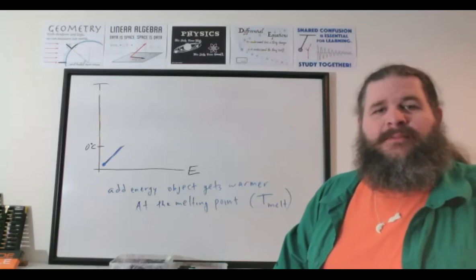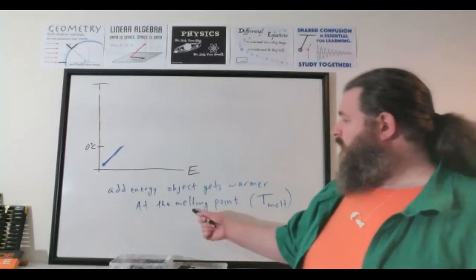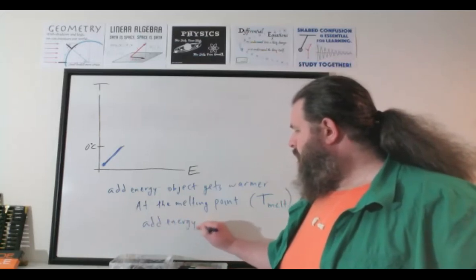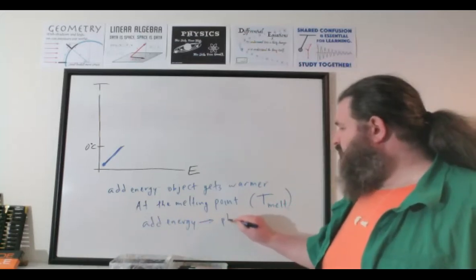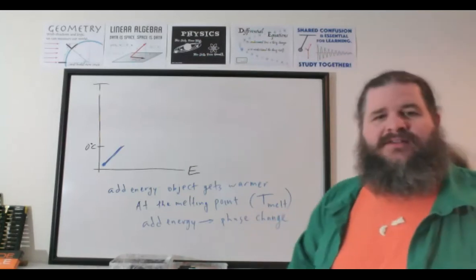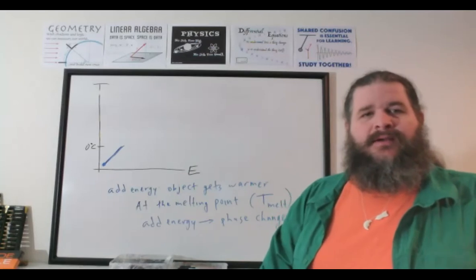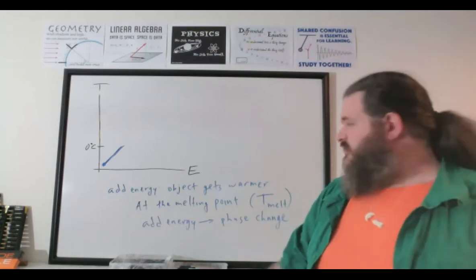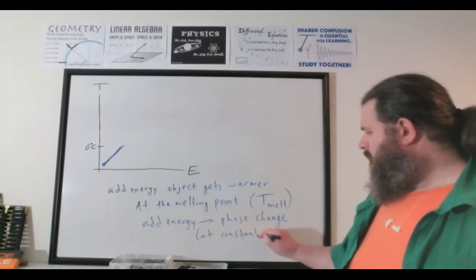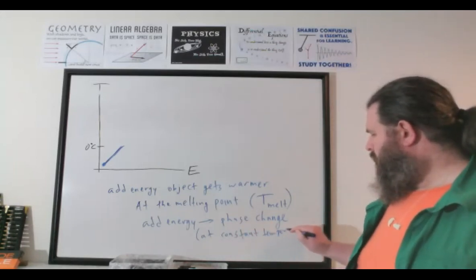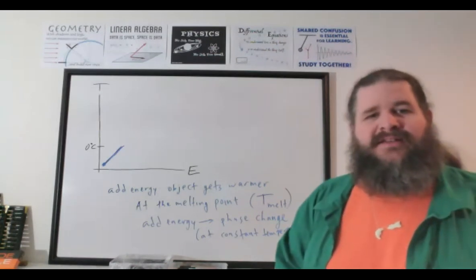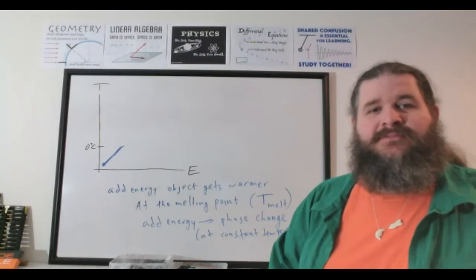For other substances, it'll be different temperatures, of course. But once it reaches the melting point, we add energy and we get a phase change. The ice is going to change what phase it's in, from solid to liquid. But as it does so, it doesn't change temperature. While the ice is in the process of melting, it stays at 0 degrees until it's finished melting.